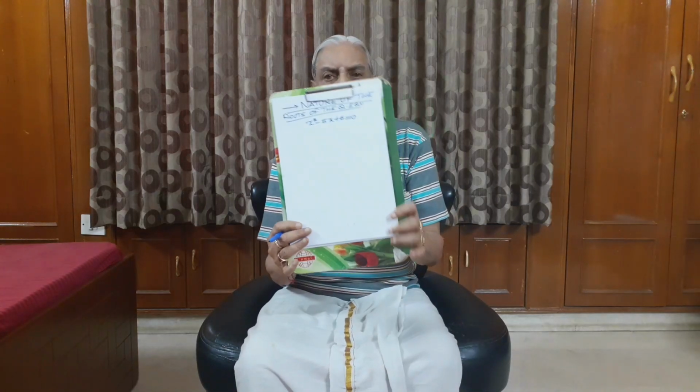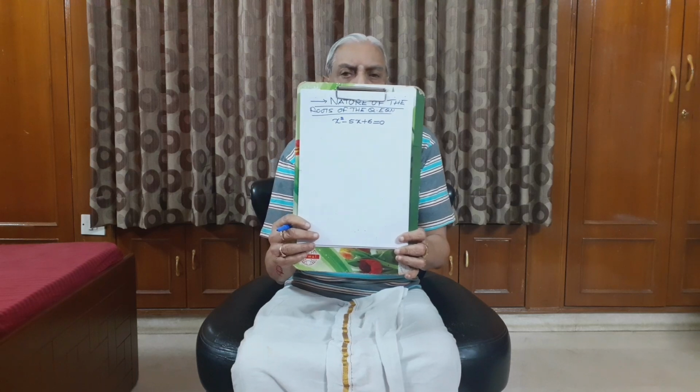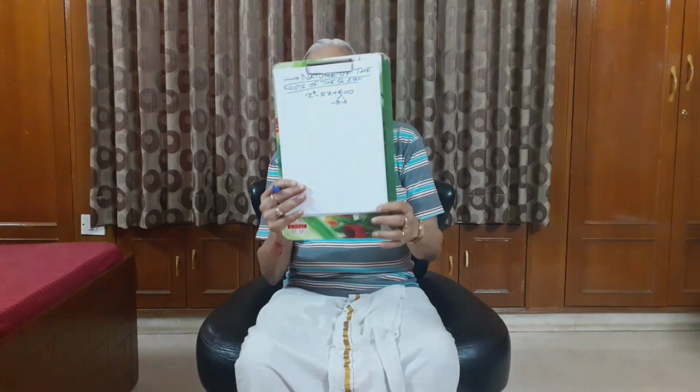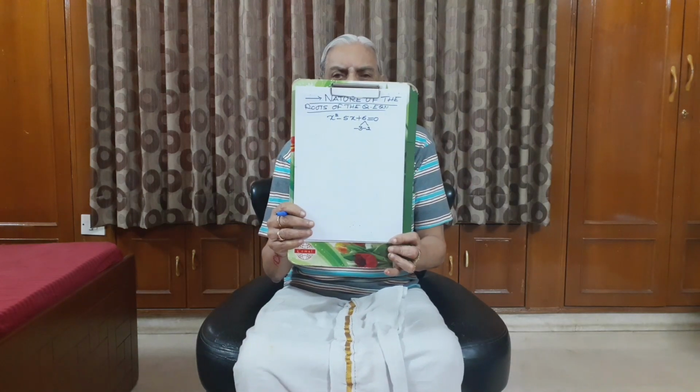Now here in the second problem, there is a problem. X squared minus 5x plus 6 is equal to 0 again. First of all, let us see how many roots it gives. Now factorize 6. That is 3 2s are 6. That is minus 3, minus 2. Minus 3 and minus 2 are the factors.